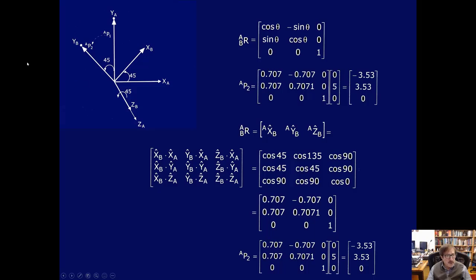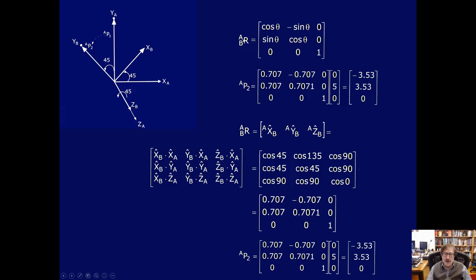And if this point yb is 5 units away from the origin, so its components are going to be 0. There is no component in the x direction, there is no component in the z direction, so it is going to be 0, 5, 0. Just making matrix multiplication is going to give me where it is with respect to the a axis or a coordinate system.